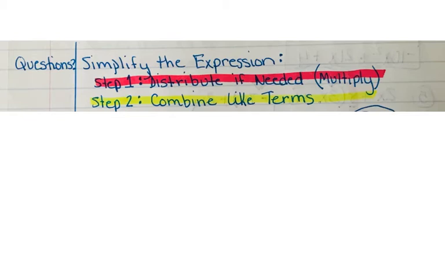We need to follow two steps. Step one is to distribute if needed. So we need to distribute first. And then step two will be to combine the like terms. So those are our two main steps. We've done both of them separately, so today we're just putting them together.